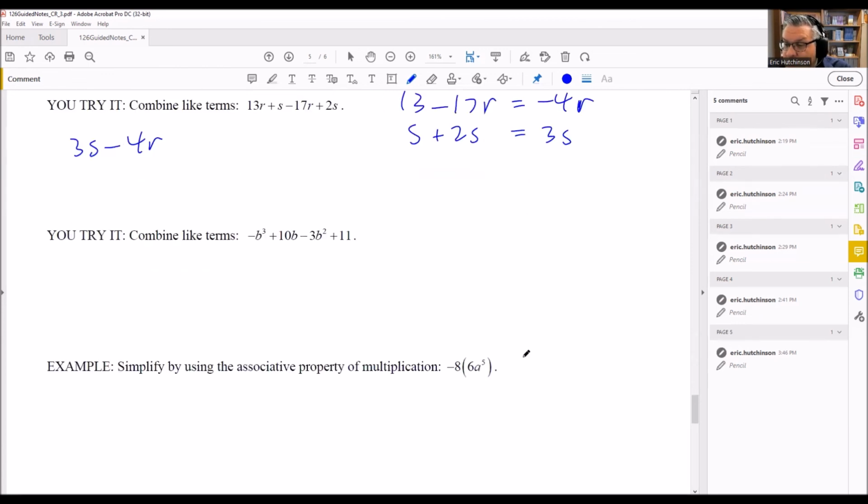Okay, next one here. We have different powers on these again, and the B doesn't combine with the 11. So again, we have another one with no like terms. You're not able to combine this together, so you would just leave that as your answer. So that's just a little bit about simplifying like terms.